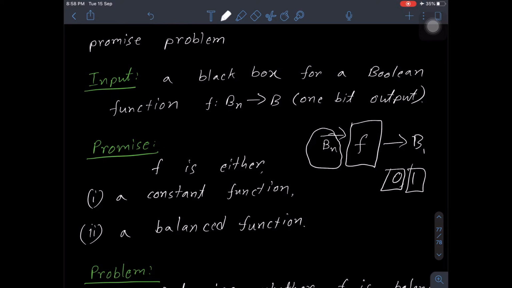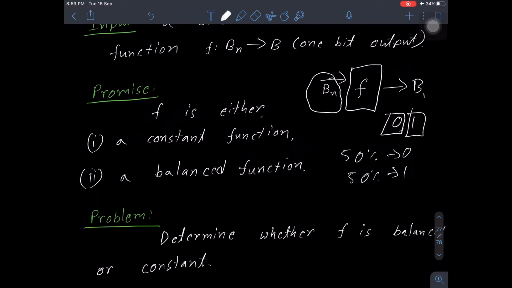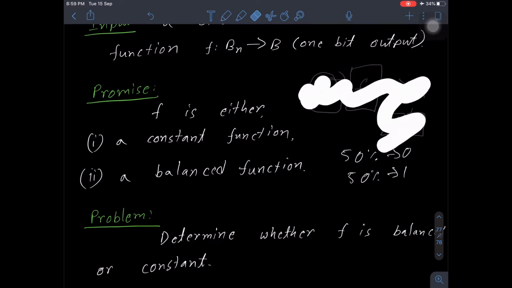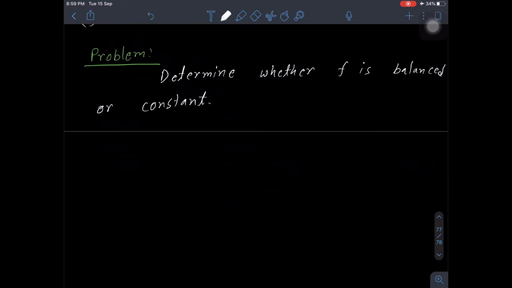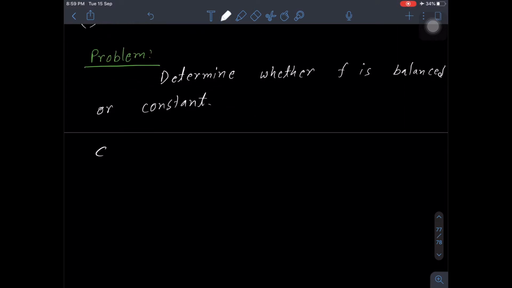That means that 50% of the time it will give you 0, and 50% of the time it will give you 1. So you're not sure how f works, but you know that it's either a constant function or a balanced function, nothing else. The problem is that you have to find out whether it's balanced or constant. Let's try to understand it classically first.